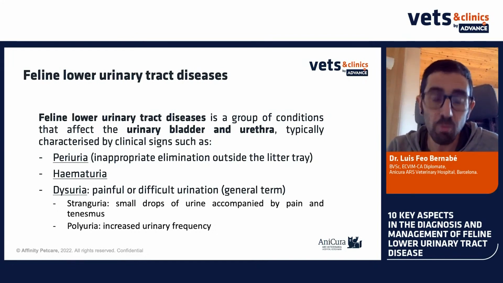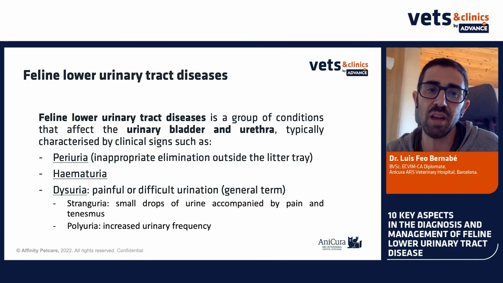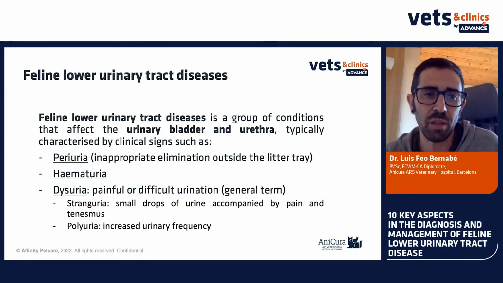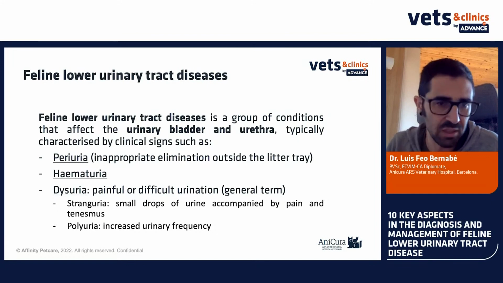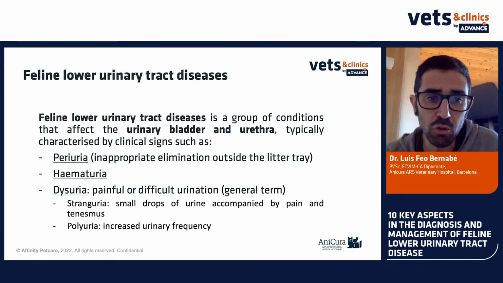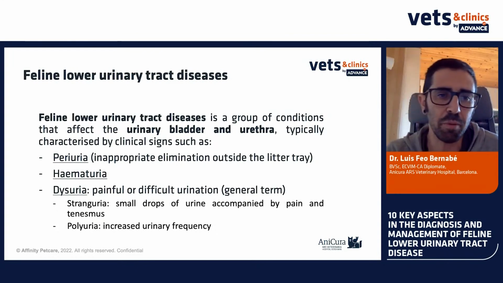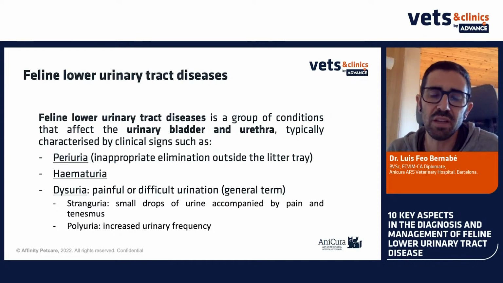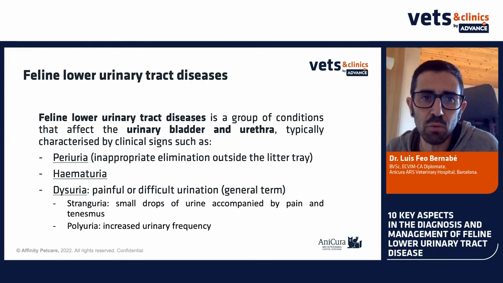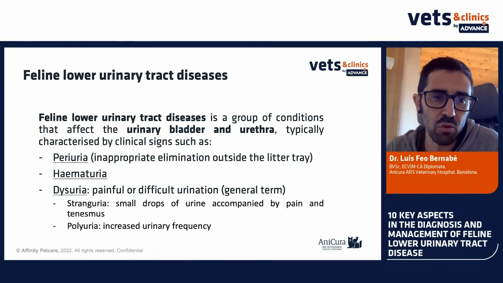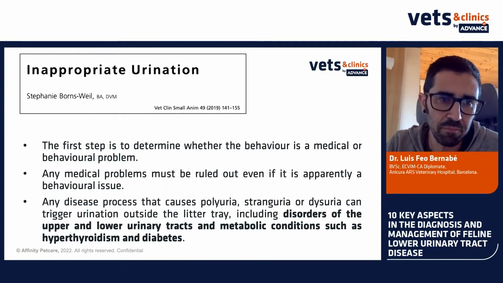So periuria is quite a common clinical sign that we see in these patients. It's inappropriate urination outside the litter tray, and most of the patients have this clinical sign at presentation. Also, it's important hematuria. Many times we see patients that present with hematuria or pigmenturia, and also dysuria. That is a general term for painful or difficult urination, and in this term you have stranguria and pollakiuria. However, in cats sometimes it's difficult to see these clinical signs because they urinate in the litter tray. So a lot of the time you see only periuria.